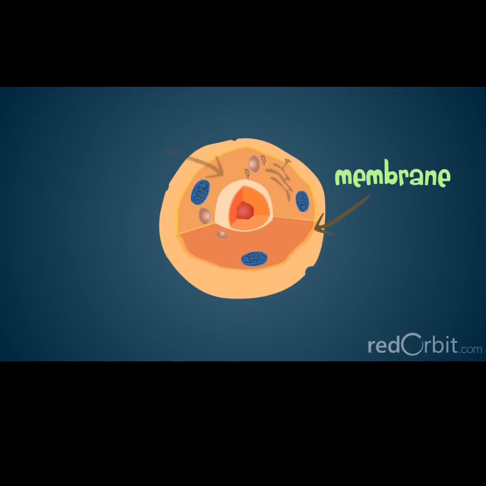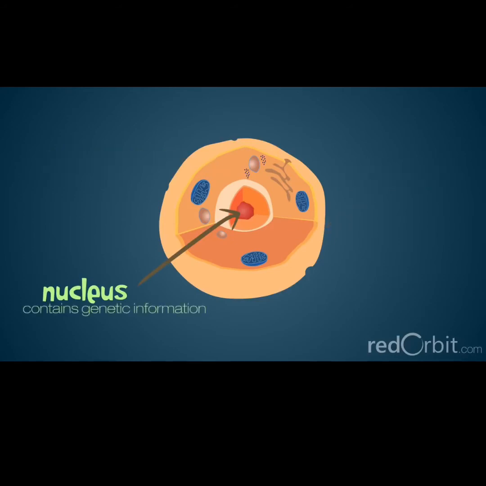A liquid material called cytoplasm is inside the cell membrane, and there's a large structure suspended in the cytoplasm called the nucleus. The nucleus is the part of a cell that contains the genetic information. The nucleus is surrounded by a nuclear membrane that, like the cell membrane, makes a boundary around the nucleus.